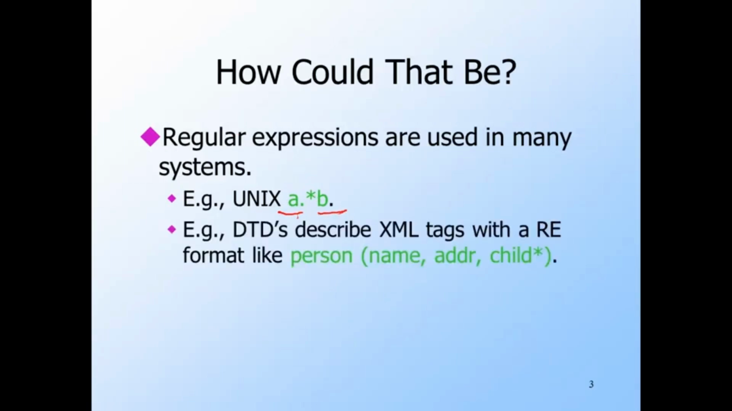For a more modern example, the XML document markup language invites us to describe the structure of documents by a DTD, or document type definition. The DTD language consists of descriptions of elements such as the example given here. A person element consists of a name element, followed by an address element, followed by any number of child elements.